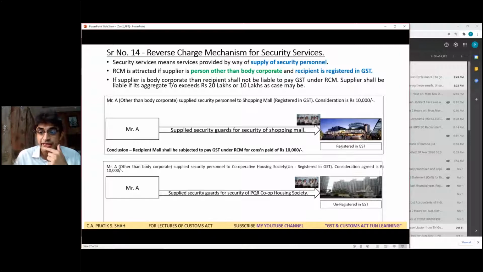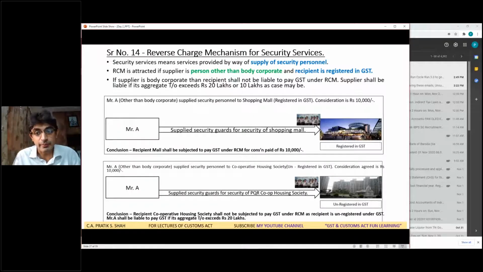Okay, very good. Now who shall pay GST? Perfect. See, all the three conditions we will see. First, have I supplied security guards? Yes, satisfied. Condition 2, whether I'm other than body corporate? Yes, that is also satisfied. But the recipient is unregistered in GST. Since the recipient is unregistered, society shall not pay GST under reverse charge. I shall collect GST from the society and pay it to the government.